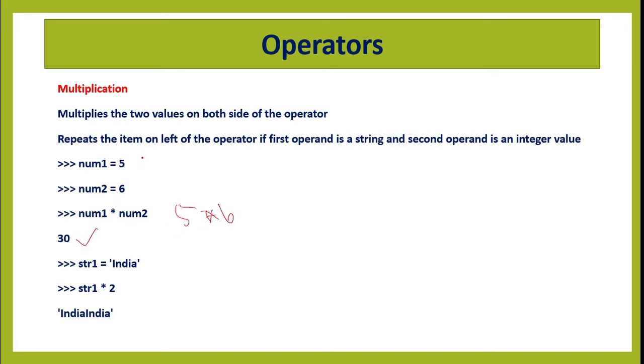The second purpose, repetition of the letter. Okay. So what is the condition? First operand is the string and the second operand it is the integer value. See here, str1 is the first operand. It is string. Then 2 is the integer value. So which means we are going to print the string 1 value 2 times. India and India.